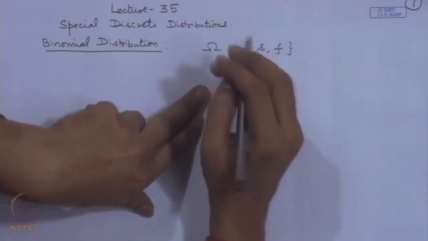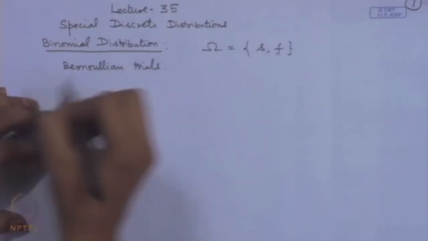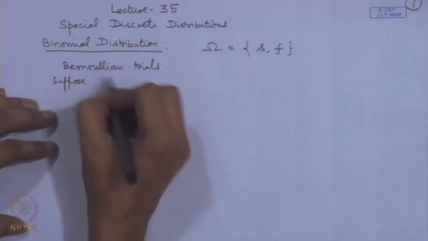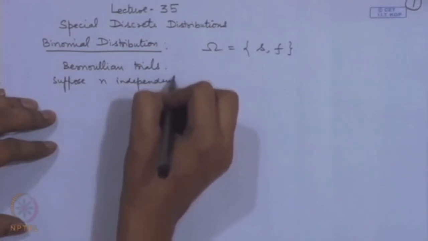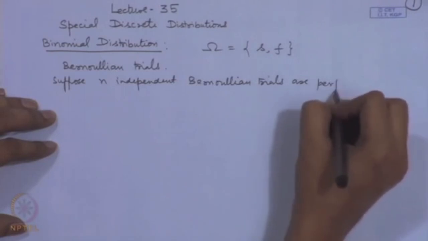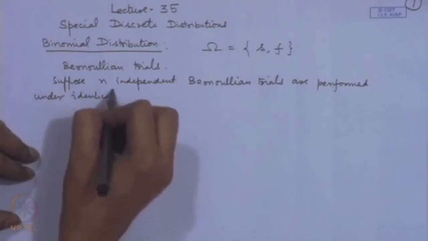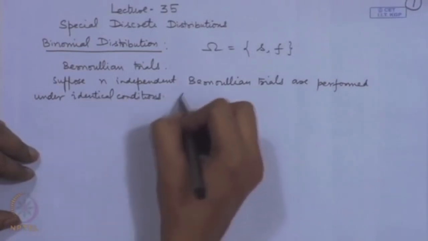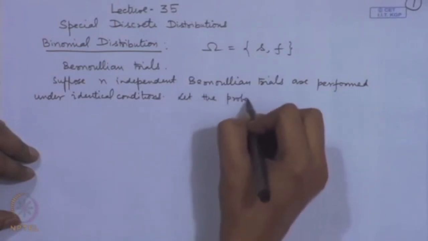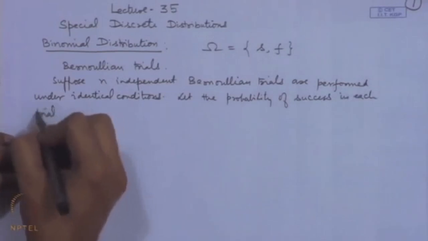So, if we say that the experiments are conducted under independent and identical conditions, then these are called independent and identically conducted Bernoullian trials. So, suppose we say that n independent Bernoullian trials are performed under identical conditions. Let the probability of success in each trial be p.